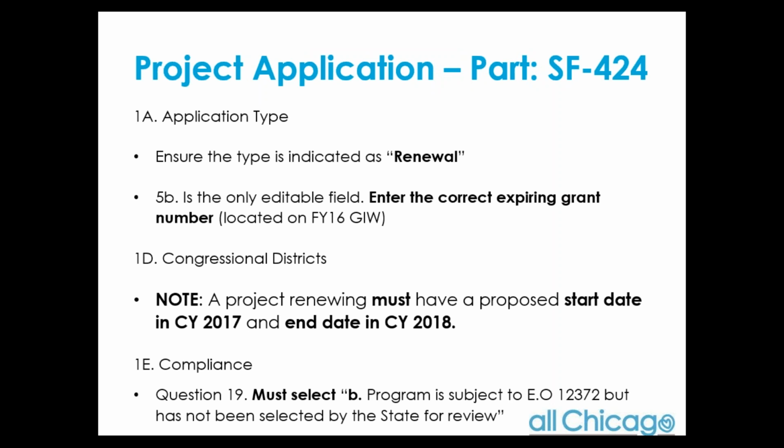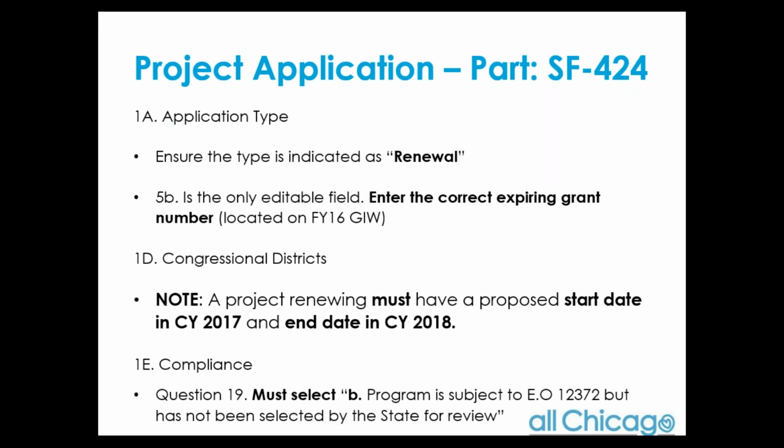The first section is Part SF424, and that's just a universal application for federal funding. So you'll want to indicate in 1A, you'll want to make sure that it's indicated as renewal. If it's not indicated as renewal, you'll want to go back and make sure that you've registered for the right funding opportunity, because that will give you a different application if you don't have renewal there.